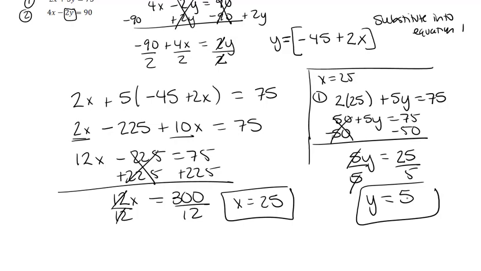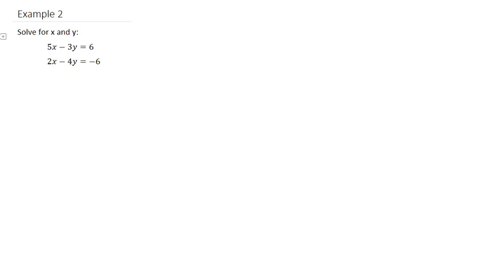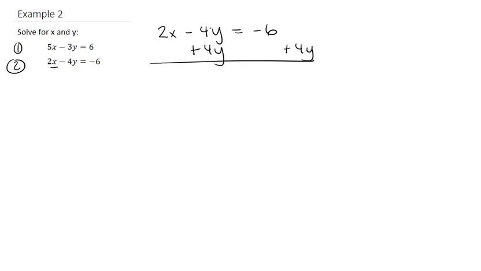Now let's go ahead and do another example. Example 2. Solve for x and y by the following. So we have equation 1 and we have equation 2. Let's solve for x in equation 2. So we have 2x minus 4y equals negative 6. We need to get x by itself. So we can add 4y to both sides. This gets rid of it here, so we have 2x equals minus 6 plus 4y.